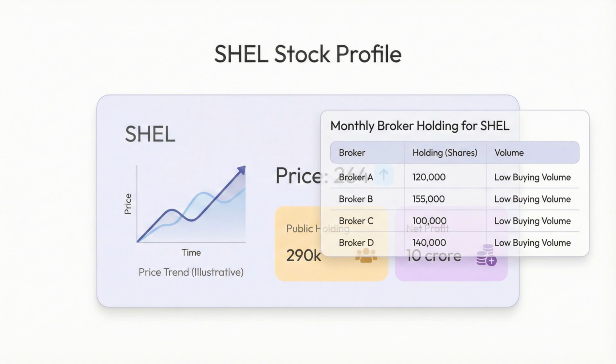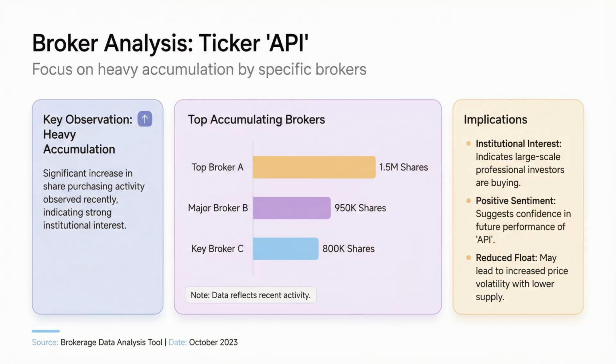Once a stock like Shell is selected, the immediate next step is to check the monthly broker holdings to gauge institutional interest. In this specific case, the monthly data shows relatively low buying interest, with top broker holdings only amounting to around 100,000 to 160,000 shares. Because there was no strong accumulation, we can search for better opportunities using the exact same net profit basis, leading us to a stock like API.